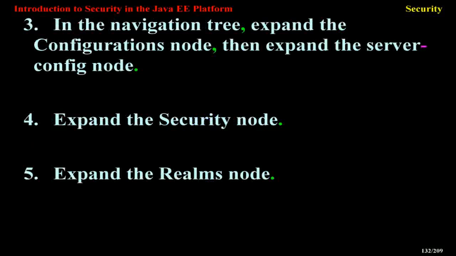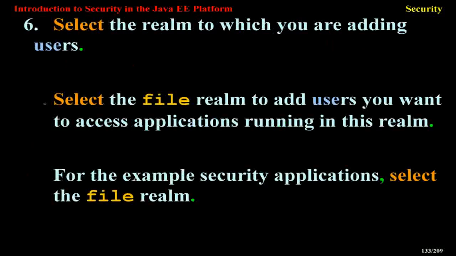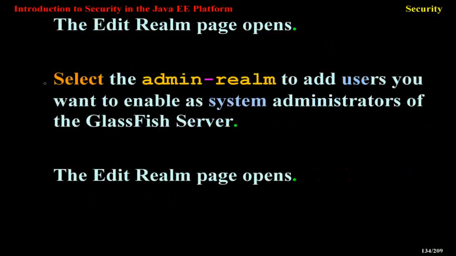Expand the Security node. Expand the Realms node. Select the realm to which you are adding users. Select the file realm to add users you want to access applications running in this realm. For the example security applications, select the file realm. The Edit Realm page opens.